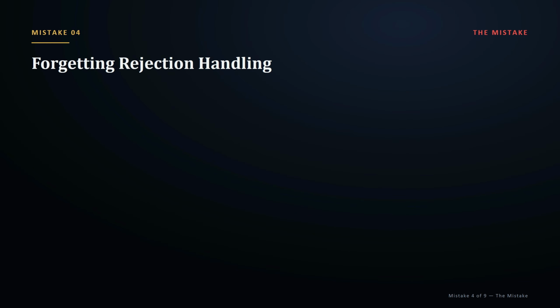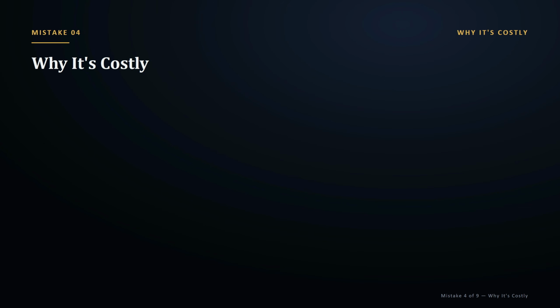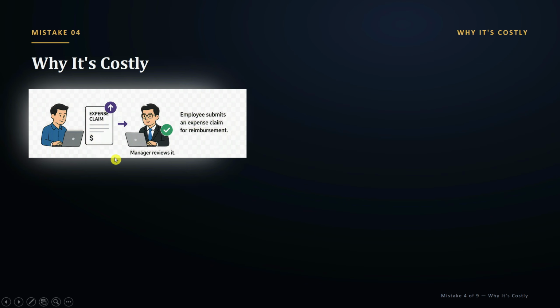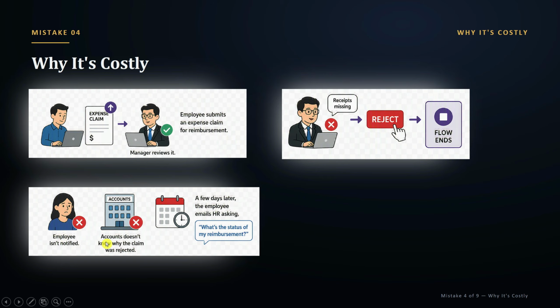Next mistake is forgetting rejection handling. So many approval flows are designed for one outcome, approval, but they don't handle what happens when the request is rejected. Let's take a simple example. An employee submits an expense claim for reimbursement. The manager reviews it and clicks reject because the required receipts are missing. The flow ends. The employee is not notified. Accounts don't know why the claim was rejected.